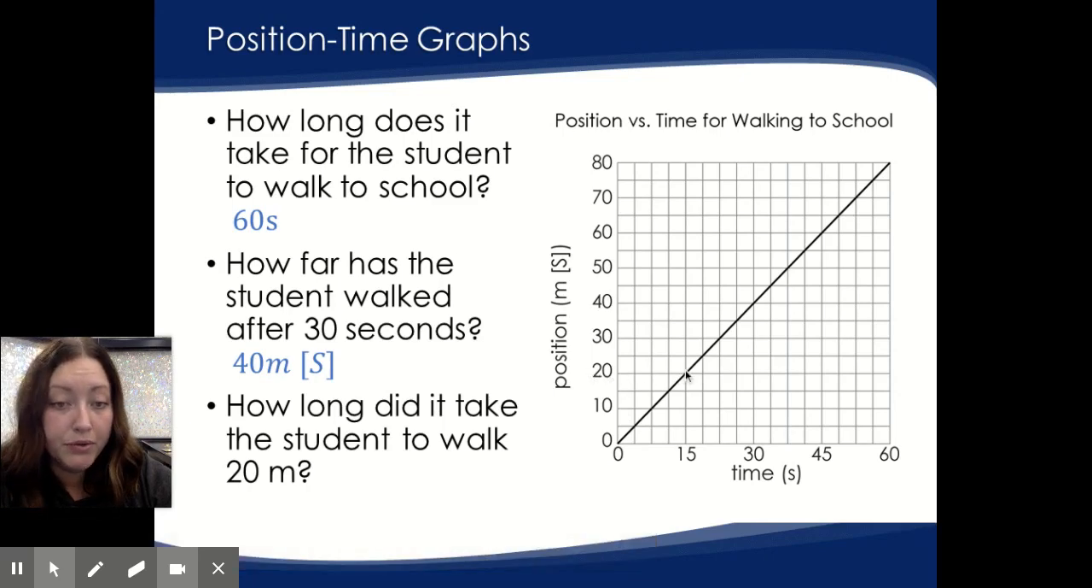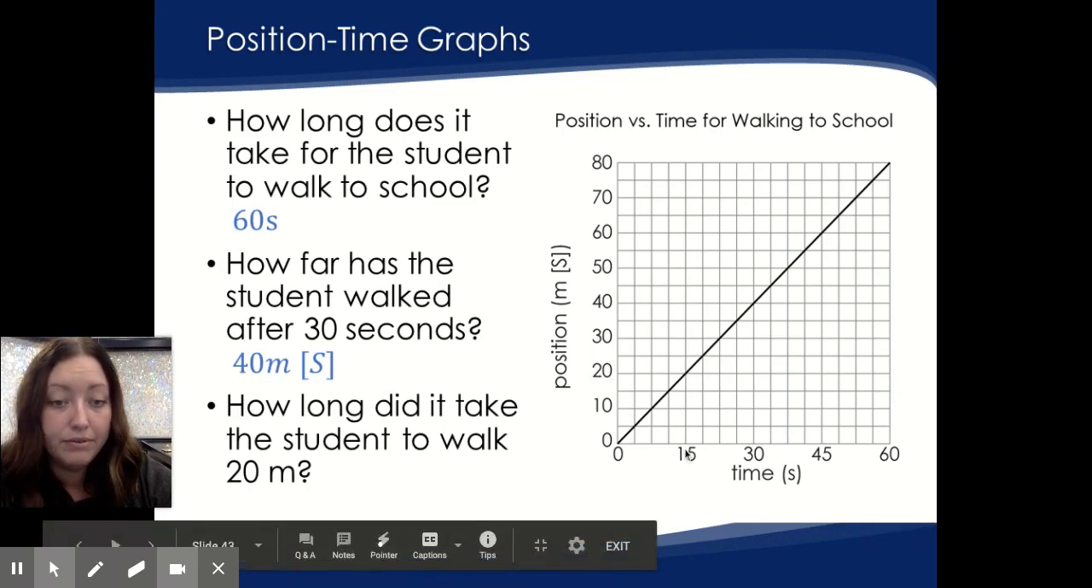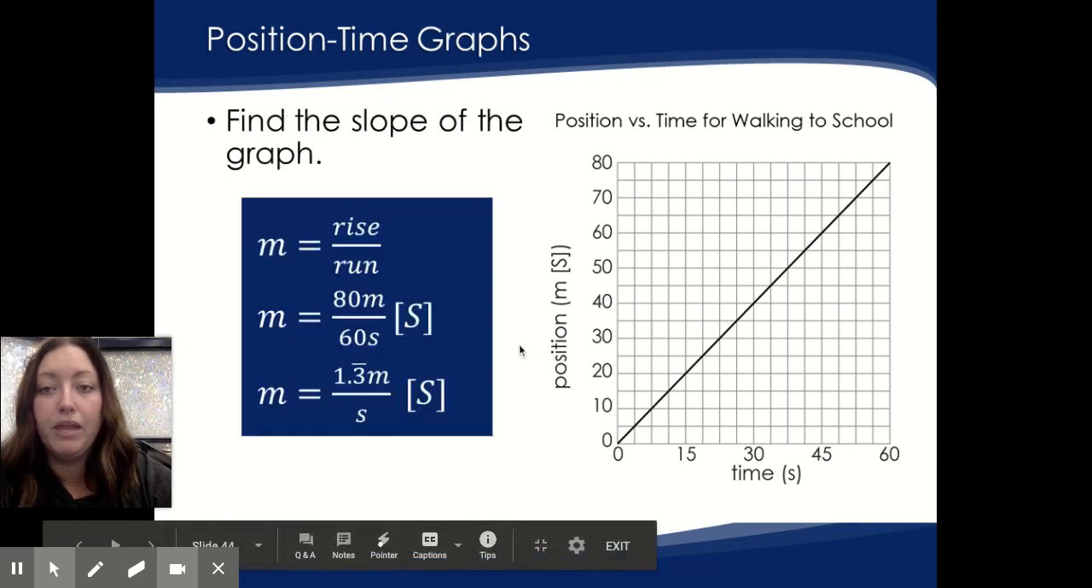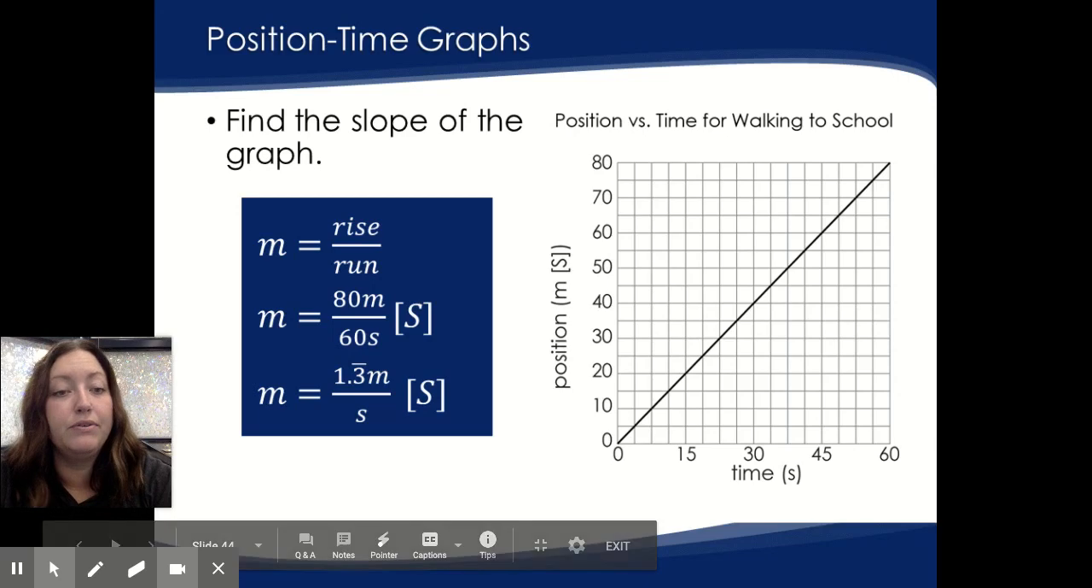So we have 20 meters. We go out until we meet the line, go down. You got 15 seconds. Okay, it's pretty simple. You guys should know how to do that stuff. So then we're going to find the slope of the graph. So slope is very easy.